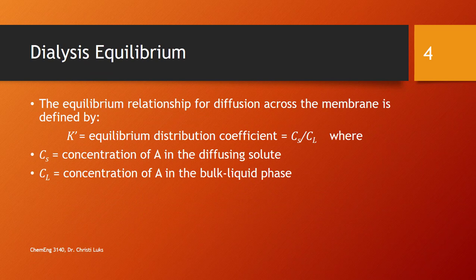The equilibrium for our dialysis can be defined with an equilibrium distribution coefficient. In this case, what we're looking at is C sub S and C sub L. C sub S is the concentration of the diffusing solute compared to the concentration in the bulk liquid phase. So C sub S over C sub L is going to be our distribution coefficient, and you would need to get that from some sort of equilibrium data set.